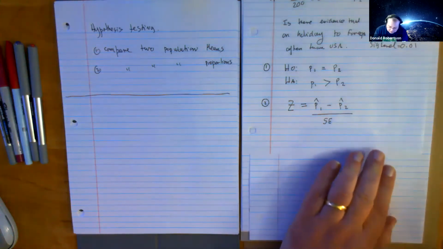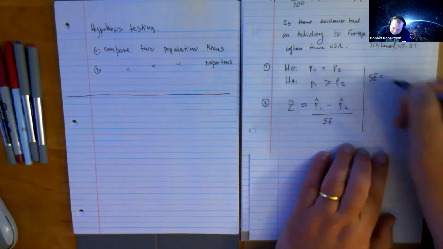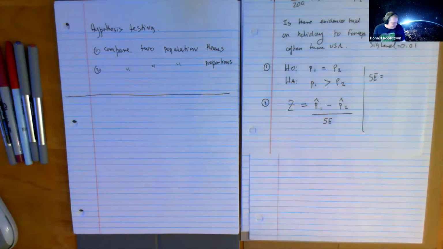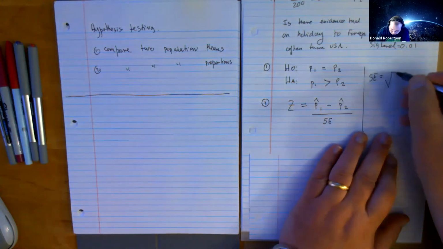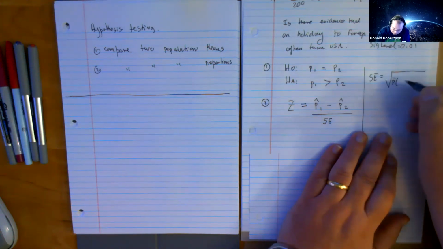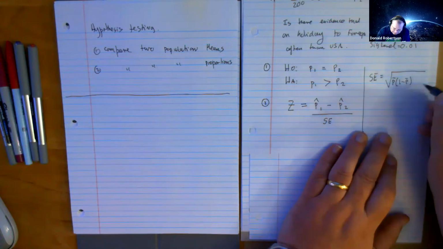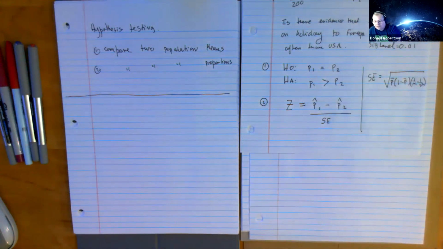In these stories, the standard error is distinctly ugly. The standard error is the square root of p bar, 1 minus p bar, times 1 over n1 plus 1 over n2. So you will just have that written down on a piece of paper so that it's there, right? I don't expect anybody to go around memorizing that ugly letter.